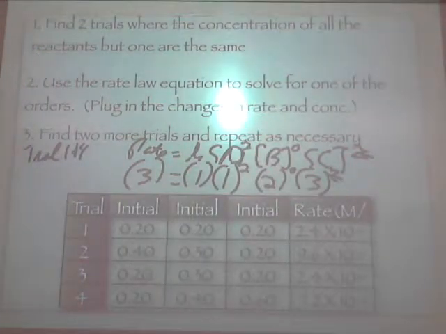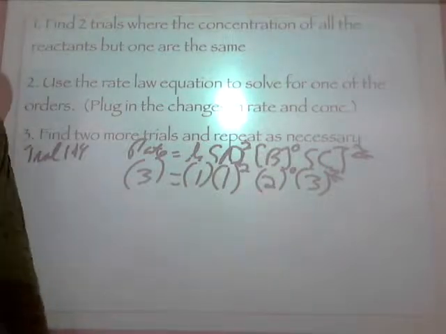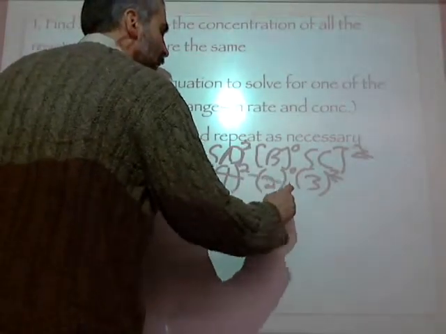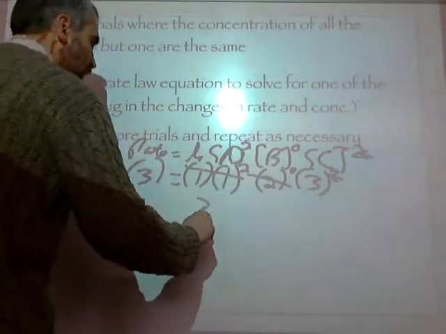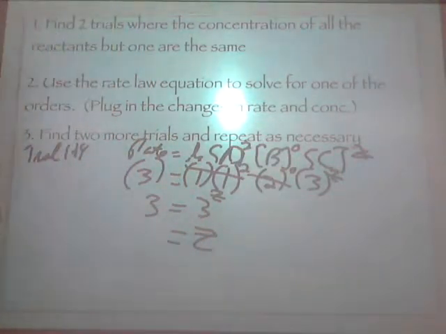I'll get rid of my chart again so we can see it and finish it up. Everybody here is 1, with the exception of this guy. 3 to the Z power equals 3. What must Z be? 1.